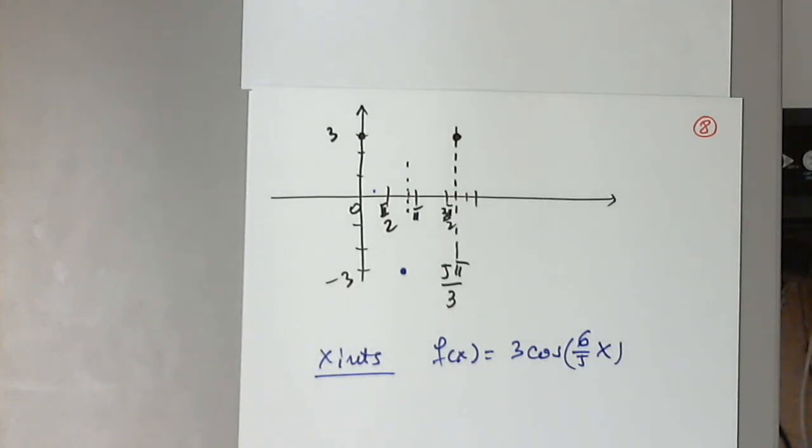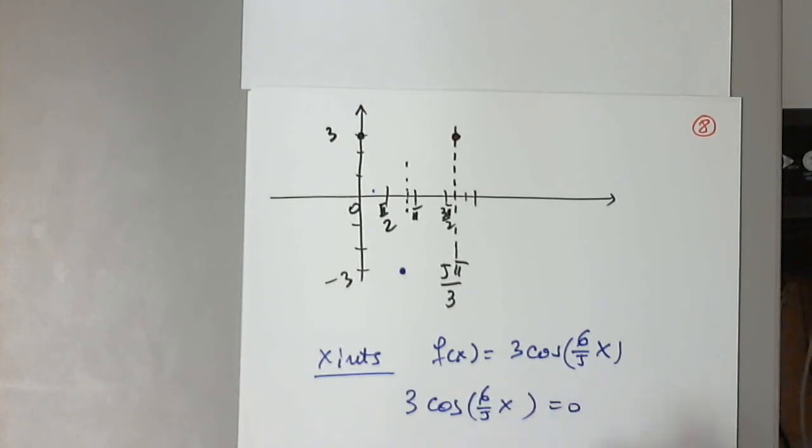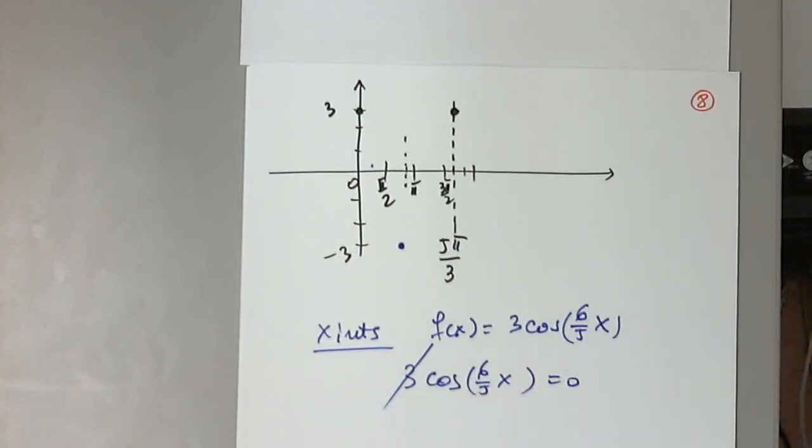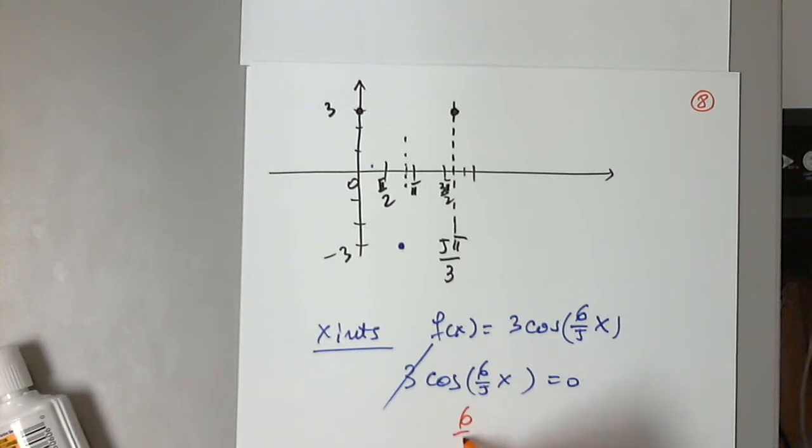Where is cosine 0? In order to find the x-intercepts, I would have to set 3 cosine 6/5 x equal to 0. Now, this 3 doesn't matter. I will divide both sides by 3 and I'm done with that. So now let's think. Don't look at anything. Just think in terms of cosine being 0. Cosine is 0 at pi over 2, very good. So then we know that 6/5 x can be pi over 2 and 6/5 x can be 3 pi over 2.